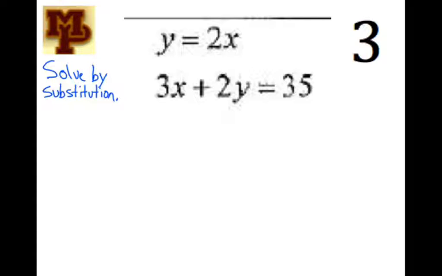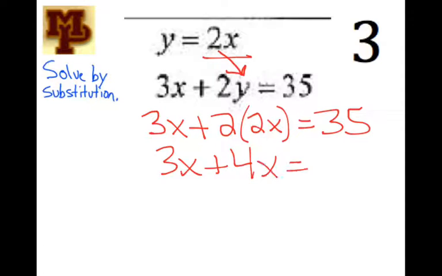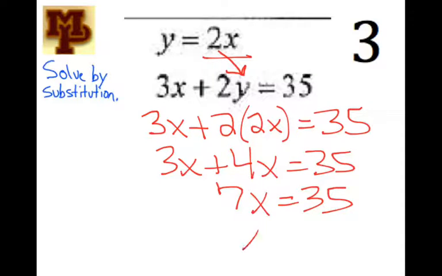Third one. Solve by substitution. You can tell the y is already isolated, so then we can take that and plug it into the second equation where there's a y. So we have 3x plus, instead of y, we're going to put 2x equals 35. So we got 3x plus 4x equals 35. 3x plus 4x is 7x equals 35. And then we're going to divide by 7, so we get x equals 5.